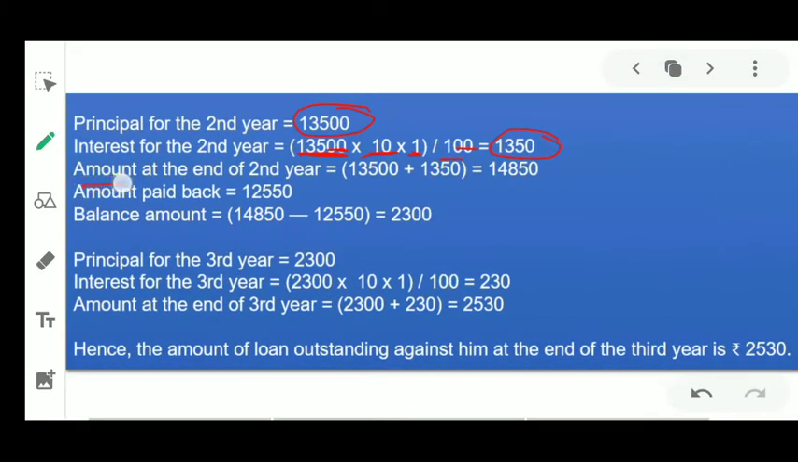Now the amount at the end of the second year will be P plus I. So if you add 13,500 and 1350, that will give 14,850. Now read the question here.